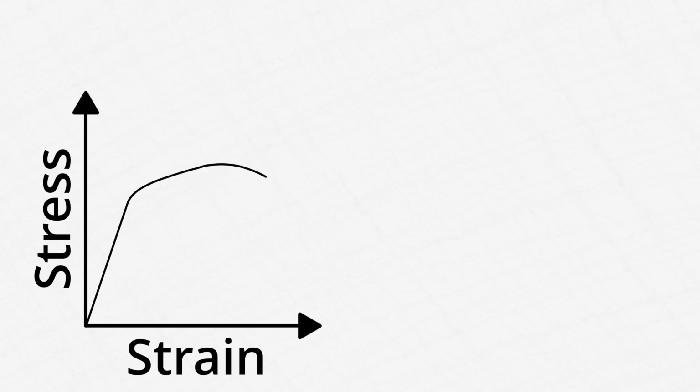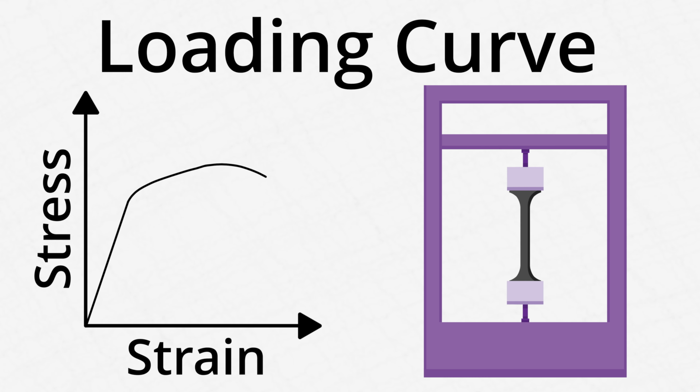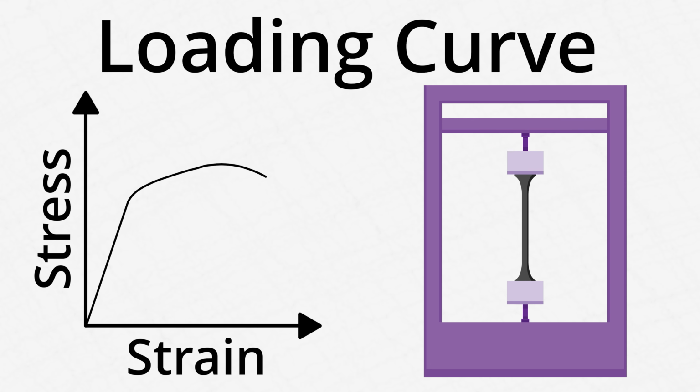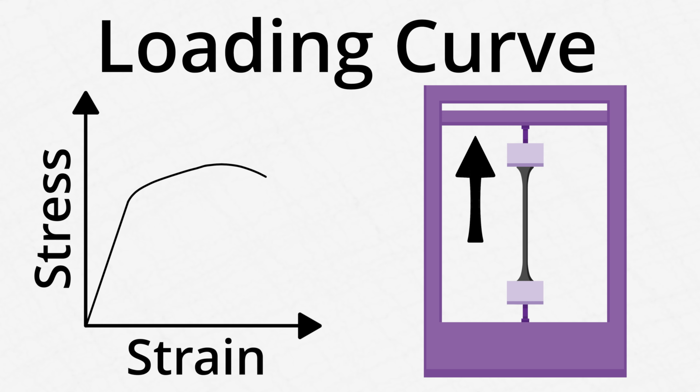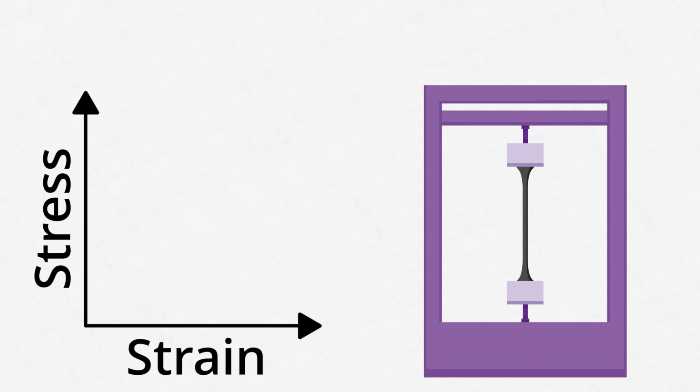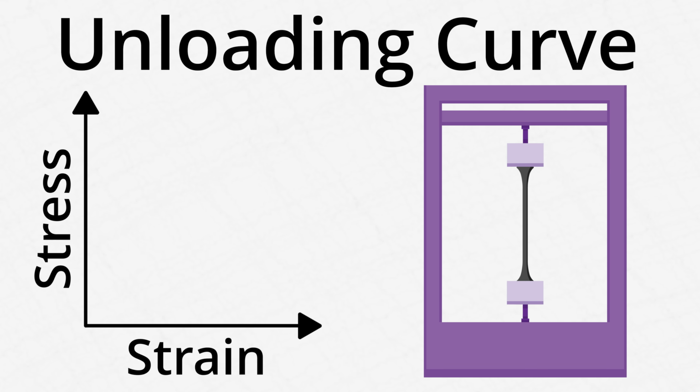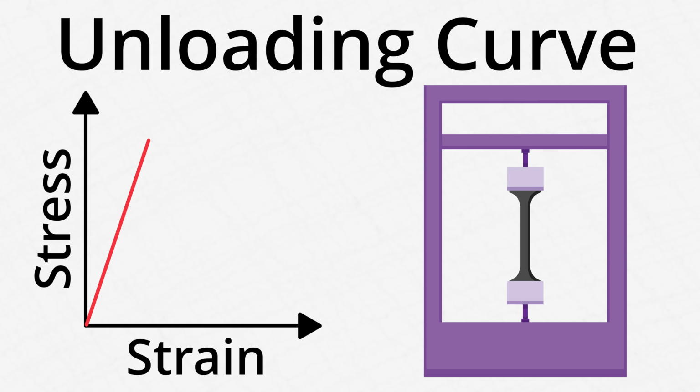What we see here is the loading curve, which is the line drawn by adding stress to a material and deforming it. As you pull on a material, its stress and strain will change just like the line of its diagram does. There's also something called the unloading curve, which is the line drawn by releasing stress from a material.